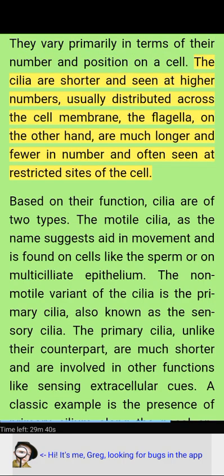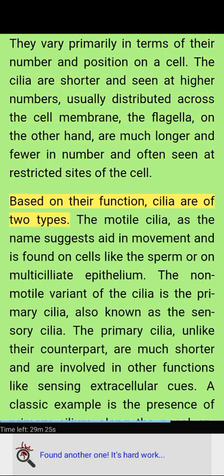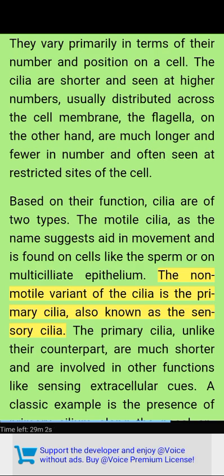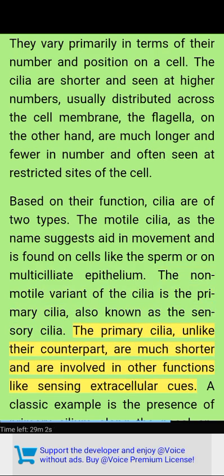The cilia are shorter and seen at higher numbers, usually distributed across the cell membrane. The flagella, on the other hand, are much longer and fewer in number and often seen at restricted sites of the cell. Based on their function, cilia are of two types. The motile cilia, as the name suggests, aid in movement and are found on cells like the sperm or on multiciliate epithelium. The non-motile variant of the cilia is the primary cilia, also known as the sensory cilia. The primary cilia, unlike their counterpart, are much shorter and are involved in other functions like sensing extracellular cues.